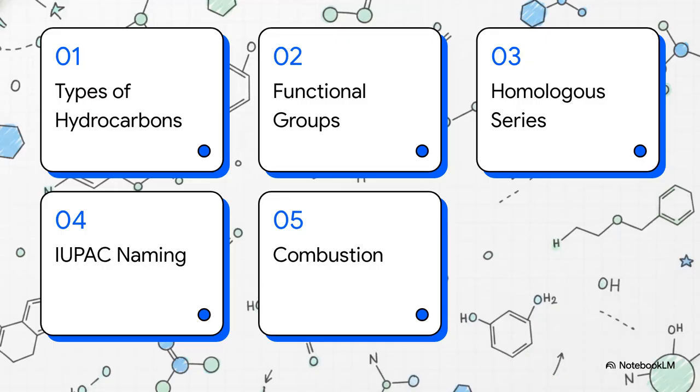Hello, students! Welcome to today's Explainer. Till now, you have learned some of the basics about carbon and hydrogen. Well, today, let us understand the complete roadmap of carbon compounds. We will go step by step, covering the types of hydrocarbons, functional groups, the homologous series, IUPAC naming, and finally, combustion. Let's get started, shall we?